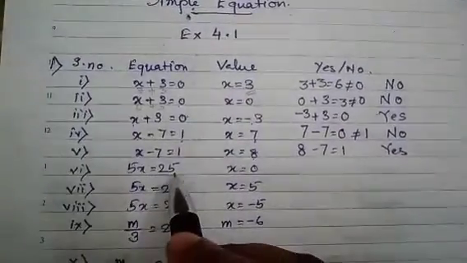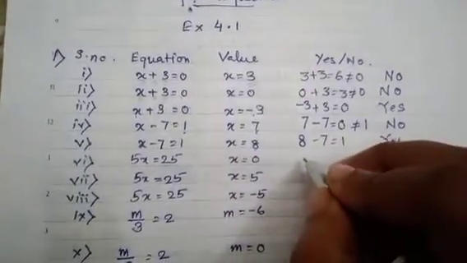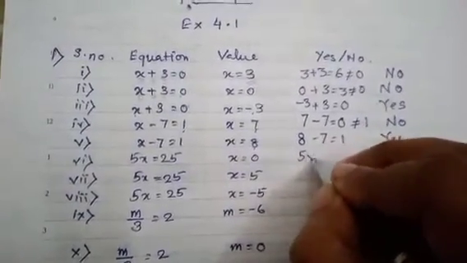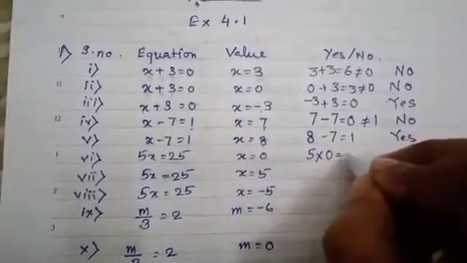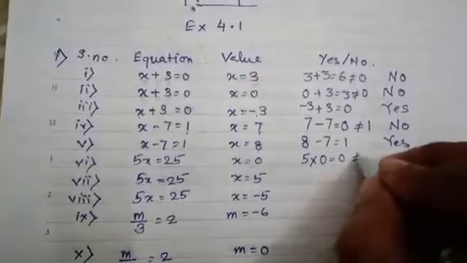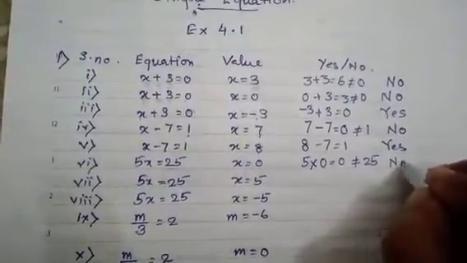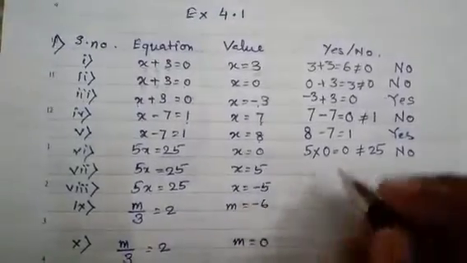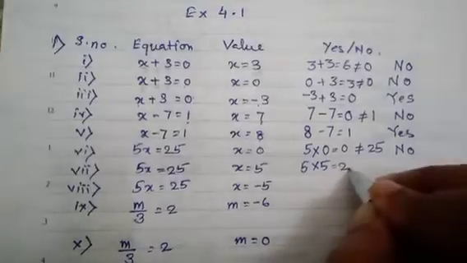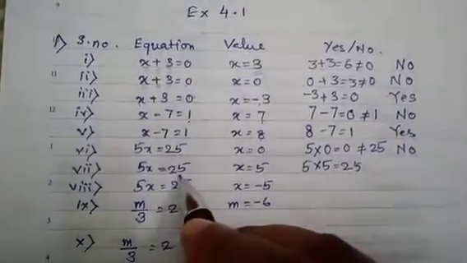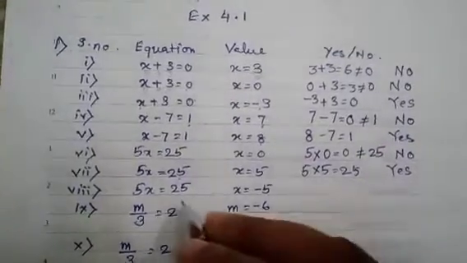Next, 5x is equal to 25. X is equal to 0. 5x means 5 into x. So 5 into 0 is equal to 0, which is not equal to 25. So the answer is no. X is 5. So 5 into 5 is 25. The solution here is 25. So yes, it is that.